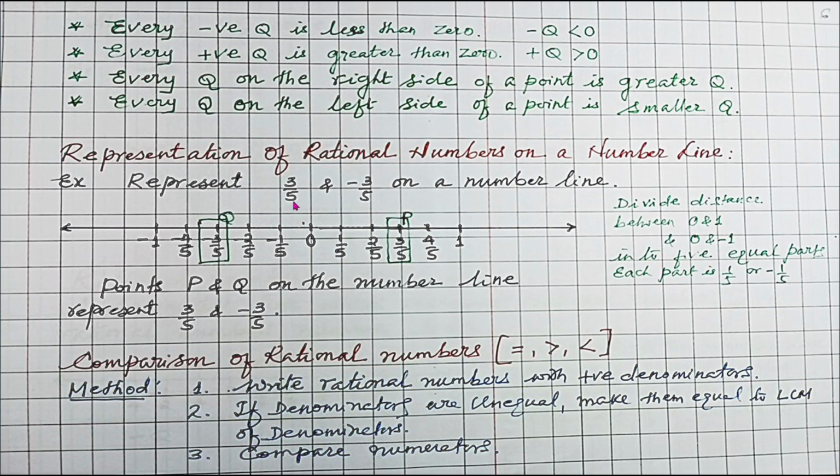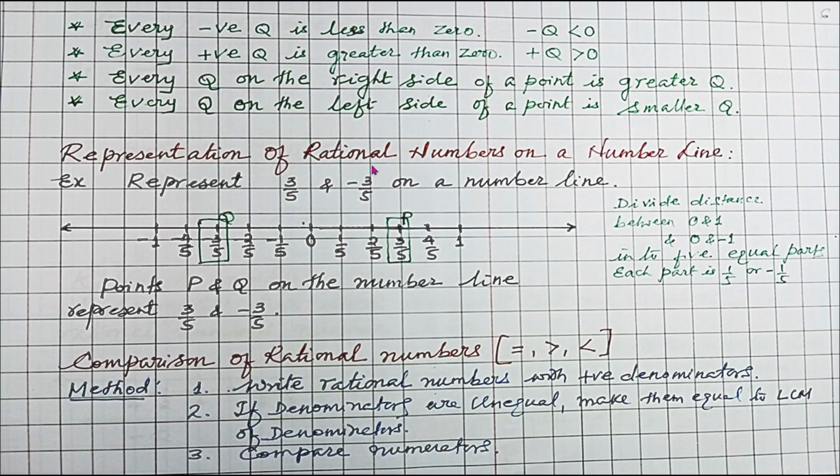So we have 5 in the denominator. That means we have to make 5 divisions between 0 and 1. We have got 0 by 5 is 0, 1 by 5, 2 by 5, 3 by 5, 4 by 5, and 5 by 5 is 1. And therefore 3 by 5 is there. That means the point P on the number line indicates 3 by 5, which is a positive rational number on the number line.